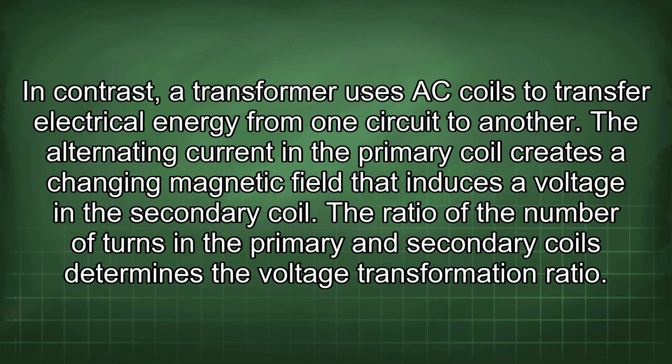In contrast, a transformer uses AC coils to transfer electrical energy from one circuit to another. The alternating current in the primary coil creates a changing magnetic field that induces a voltage in the secondary coil. The ratio of the number of turns in the primary and secondary coils determines the voltage transformation ratio.